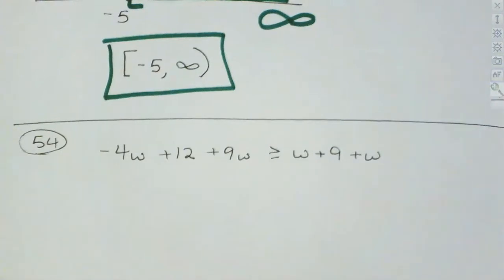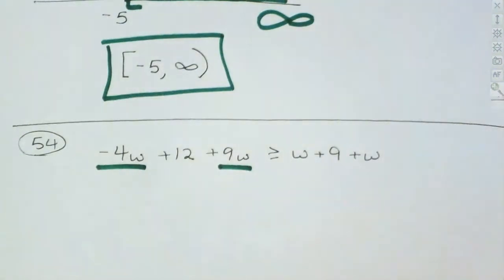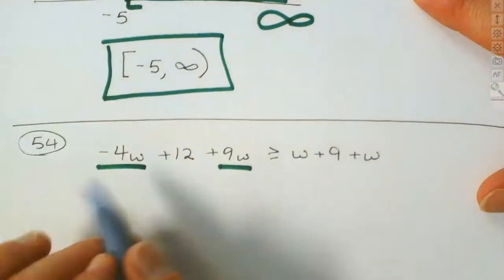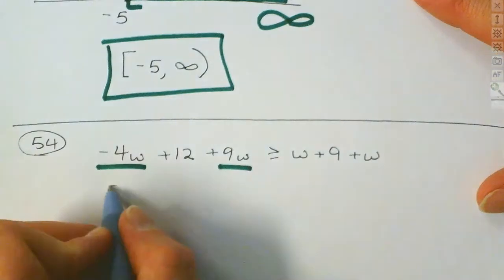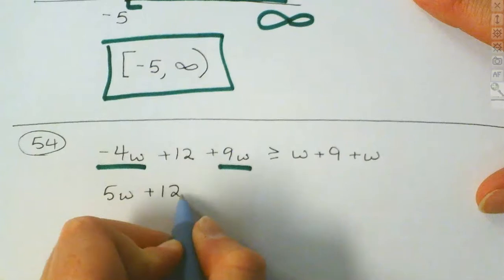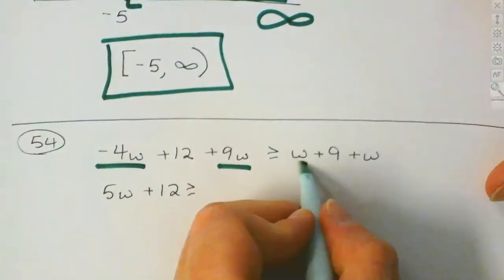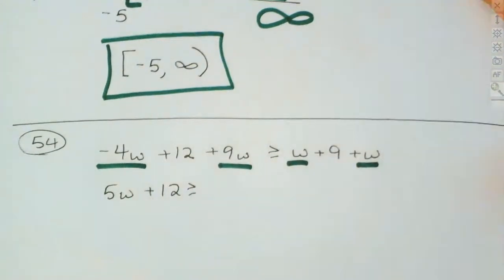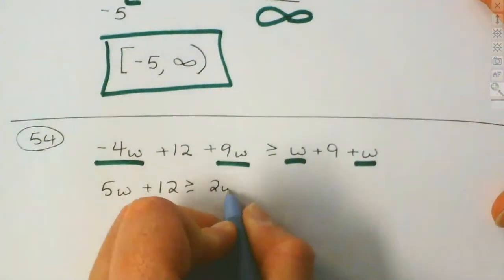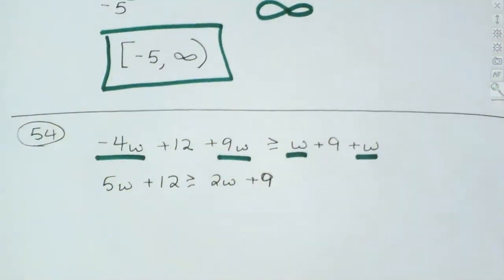Before I move things across, I would come up here and say, well, those can go together, can't they? So simplify the left side, simplify the right side first. 9w minus 4w makes 5w plus 12. What about the other side? w and another w makes 2w plus 9.